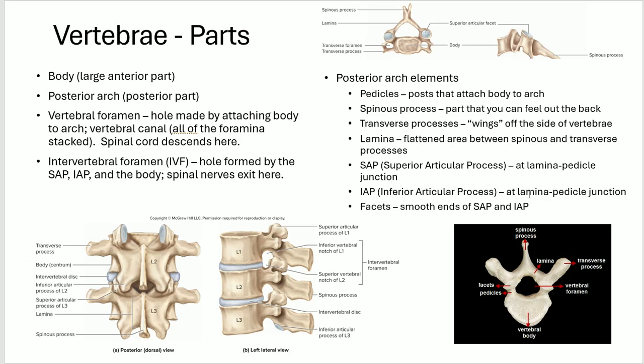And then the IAP is at the lamina pedicle junction, but on the inferior side. So right below it, which is not pictured here. This right here, but you can't really tell. So superior articular process, and then inferior is going to be opposite it.